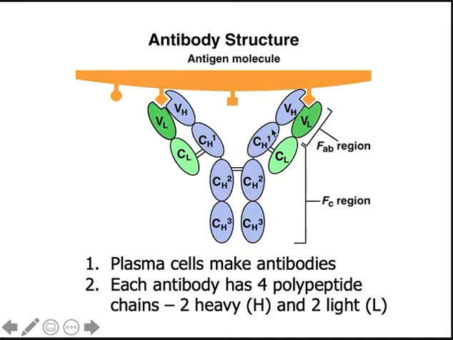Okay. Then this whole bottom region, all of the ones labeled C stands for constant region. Okay. So all of the rest of this antibody will be the same for every single type of antibody you have. So only the variable region changes from one antibody to the next to bind to a specific antigen. Okay, so each antibody has 4 polypeptide chains, 2 heavy, 1, 2, and 2 light, 1, 2. And the most important part of antibody structure is knowing the variable region versus the constant region. So only the variable region is able to bind to antigens.